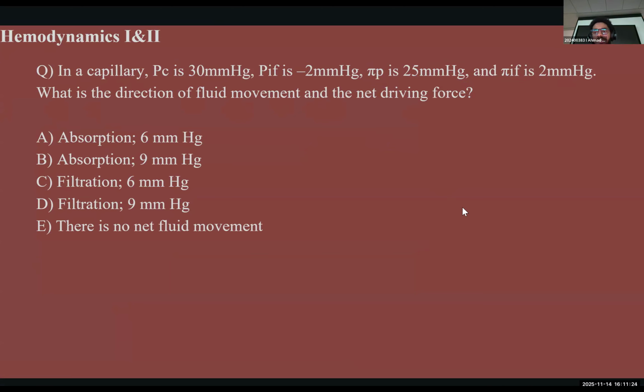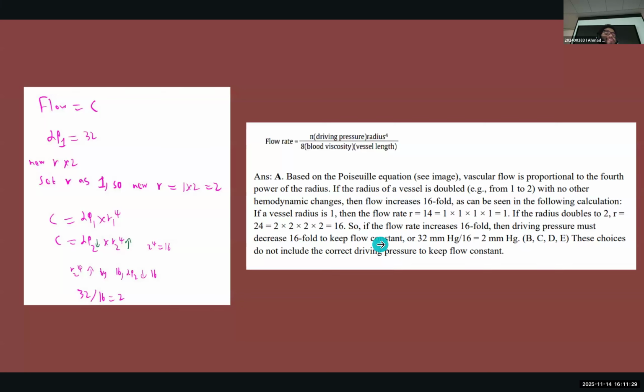Hussein is saying, why did we divide at the end? Okay, it's because of multiplication and division. It makes sense. If the radius doubled, multiplied by 2, then 2 to the power of 4 is 16, which means the flow rate multiplied by 16, so the other one must get divided by 16. Because multiply 16, divide 16, that's going to equal 1. It's going to remain the same. Make sense?